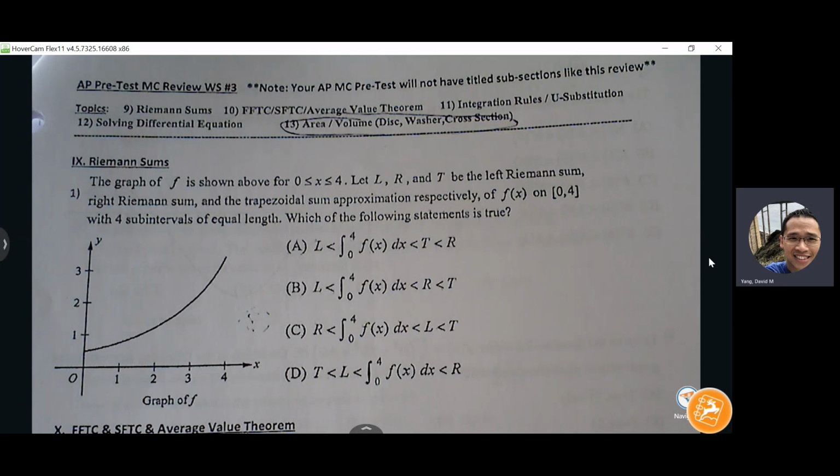But the specific topics for second semester are Riemann sums, first theorem, second theorem, average value theorem, integration rules, u substitution, solving differential equations, and then area volume. I know it's been a while since we've done the area volume, like disk method, washer method, cross section. So I'll definitely spend a good chunk of Tuesday and Wednesday making sure that we're comfortable with those concepts before you see them again on Thursday.